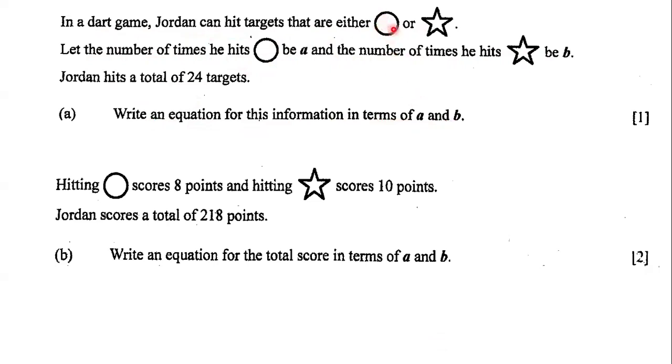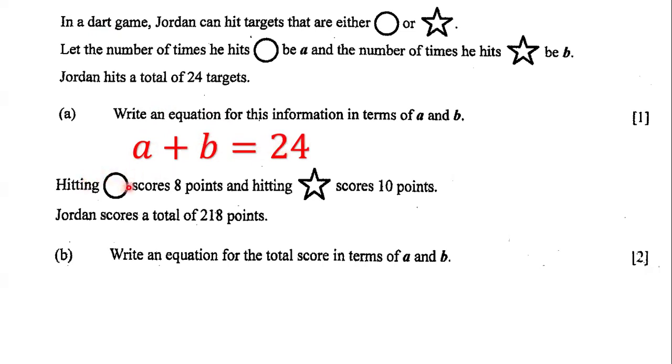So the number of times he hit a circle is A, and the number of times he hits a star is B. And he hits a total, so that means that we're adding, a total of 24 targets. And so the equation for this information would be A plus B is equal to 24. That's the number of times he hits the circle and the number of times he hits a star. We add those and it's supposed to be equal to 24.